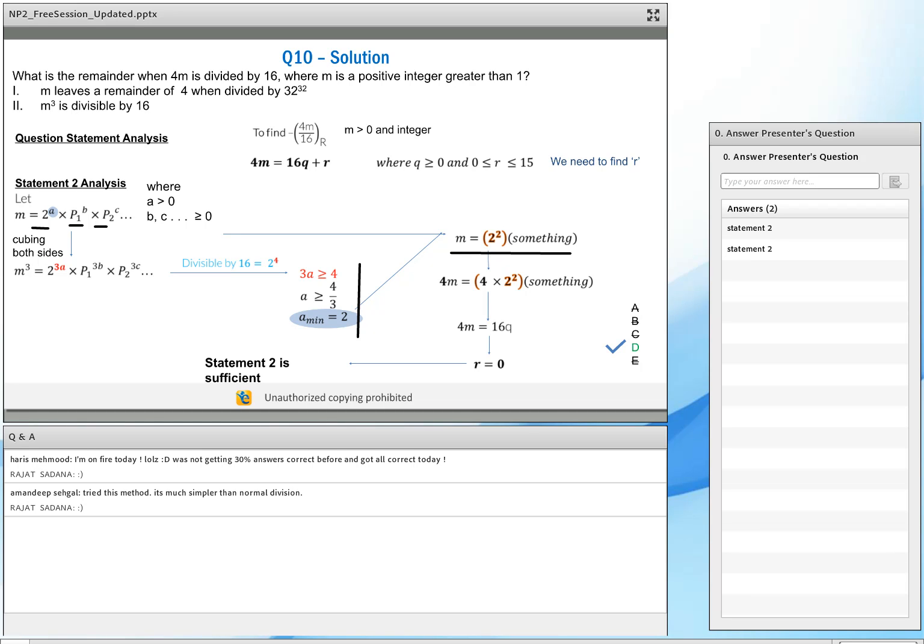Because if you chose choice A, statement 2 is where you faltered in a big manner. All right.